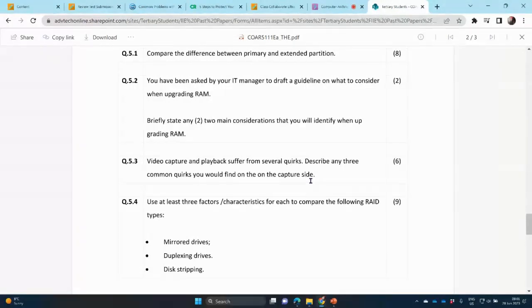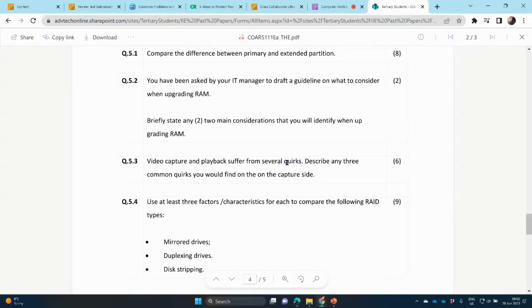So what might happen when I'm recording video? The image might be jumpy. The image might be unclear, or it might be in one color, not all colors. So when I'm capturing the image, what could be those problems that could be caused? On the capture side, these kinds of questions you need to underline. If you don't understand the words, go and look it up, right?